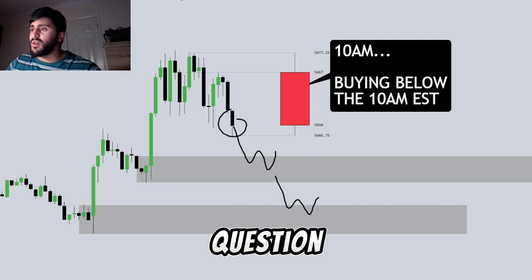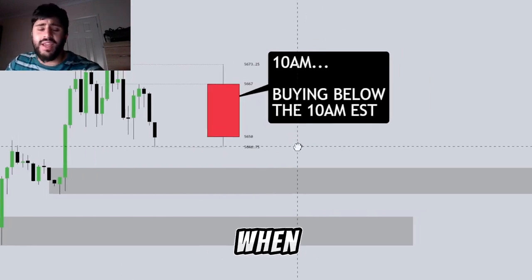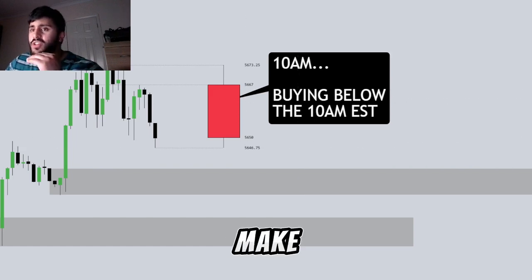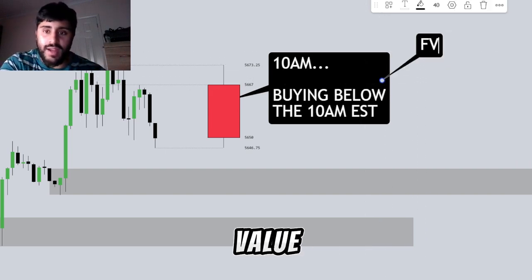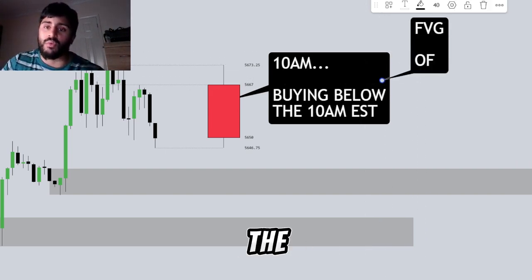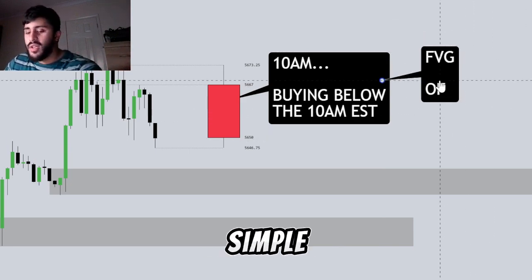So this is a great question, and we're going to be breaking this down. This is kind of the lower time frame mastery, right? But when it comes to power of three, you want to make sure you're not using the power of three blindly, right? Every single top power of three trader will be using it with fair value gaps and they will be using it with the order flow, right? So without order flow, it's not going to work. It's that simple. So let's break this down.